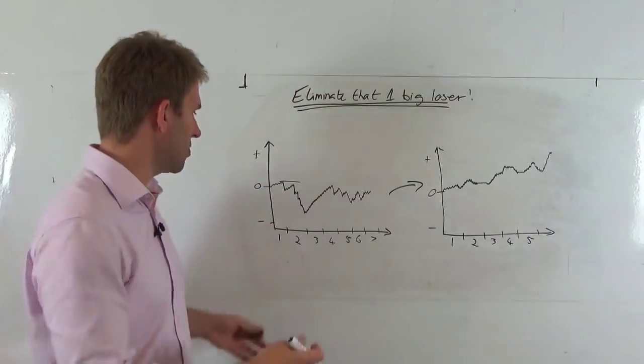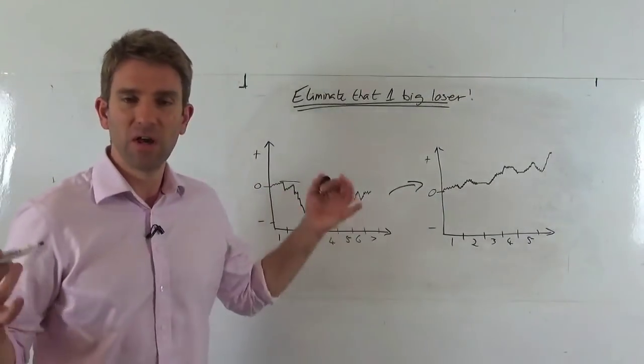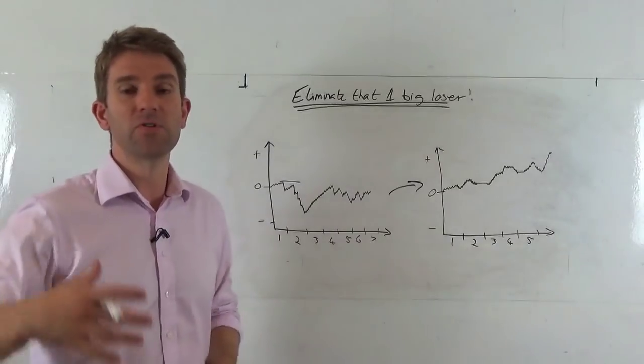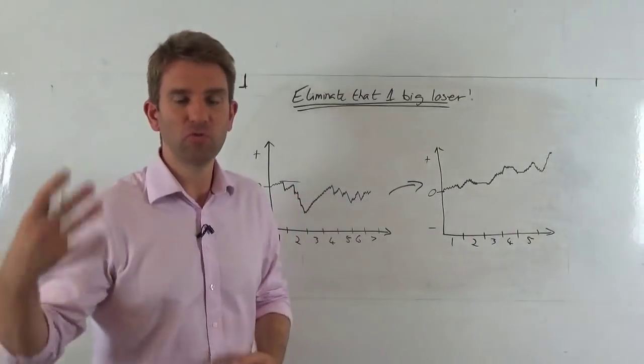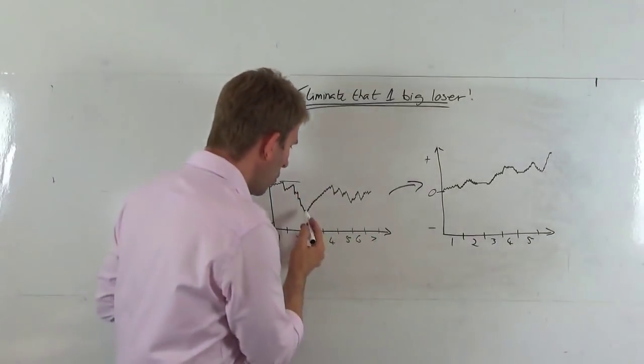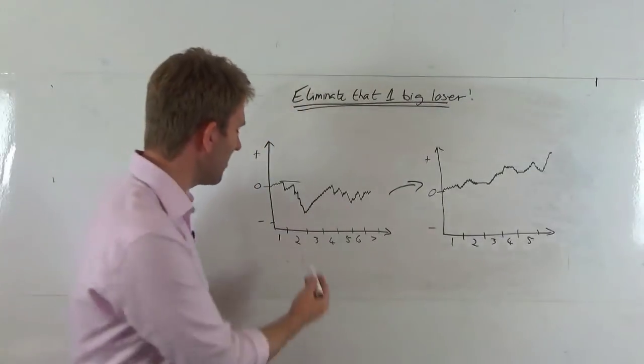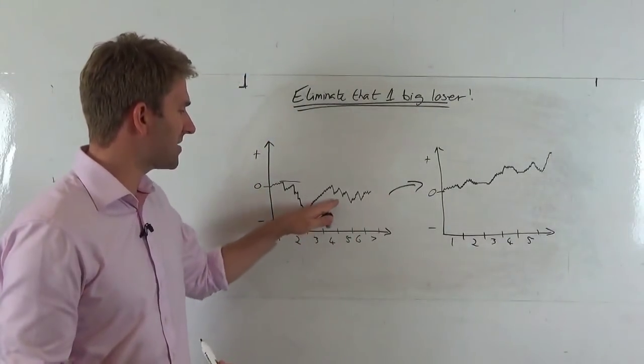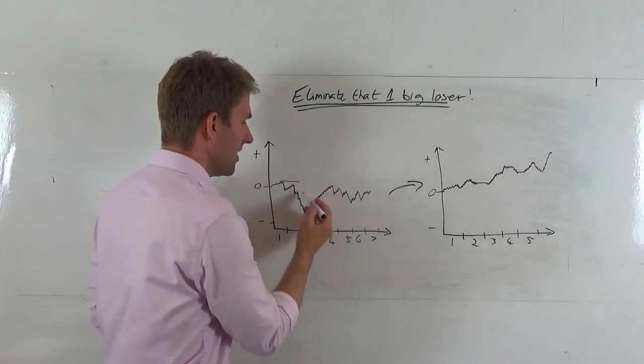I'd go, you know what, I've lost so much here. This is such bad performance. A few trades have ruined it. Let me refocus. Then I'd work extra hard. I'd do the right things. I'd claw my way back over a period of multiple weeks, and I'd get to this point here. And then I'd say, okay, I'm doing really well.